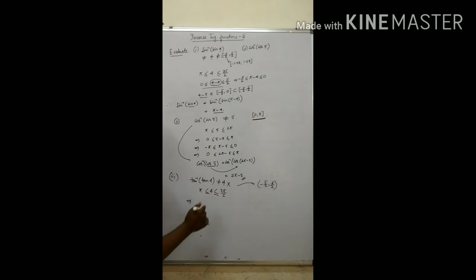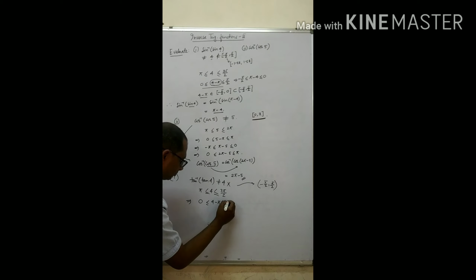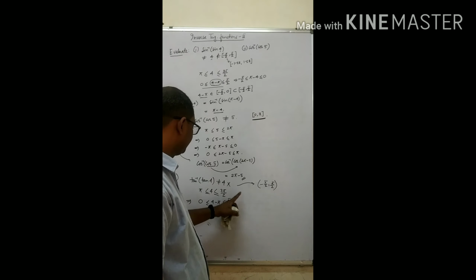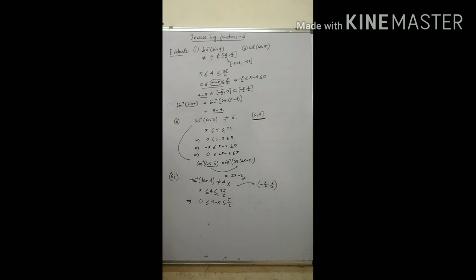Okay, so let us subtract pi from it. I get 0 here, 4 minus pi, and here, if I subtract pi, we get pi by 2. Now this one is a subset of the principal value branch. Now we'll work on this.